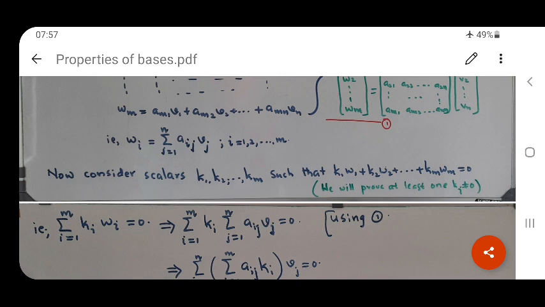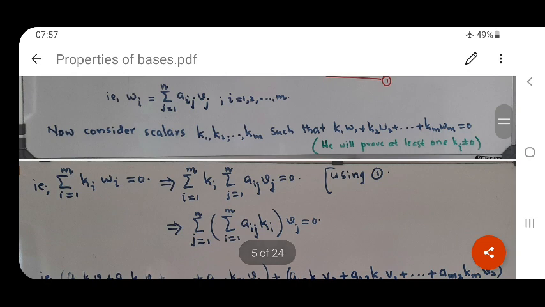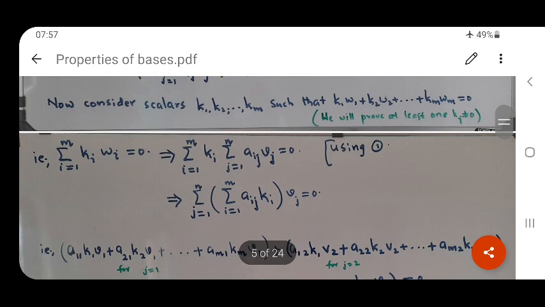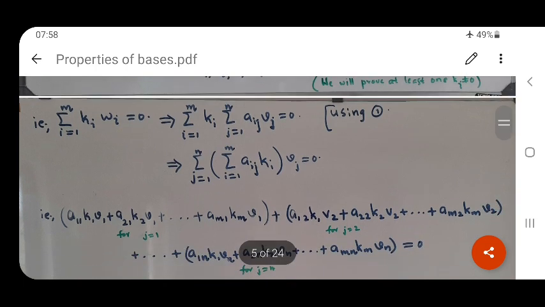So inserting for wi from equation number 1, sigma i from 1 to m ki, sigma j from 1 to n aij vj equal to 0. So we can interchange the summation and these vectors and scalars, because some of them are independent of the indices. Therefore, we will get sigma j from 1 to n, sigma i from 1 to m, aij ki into vj equal to 0. So, expanding this, we will get sigma i from 1 to m, ai1 k1 v1 etc.